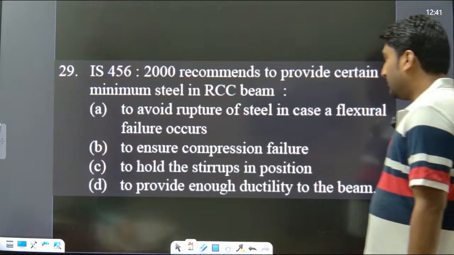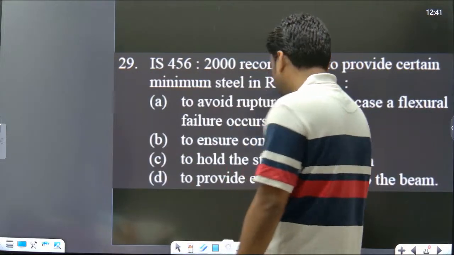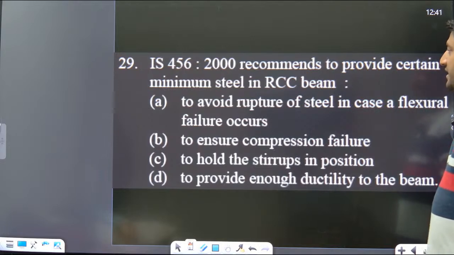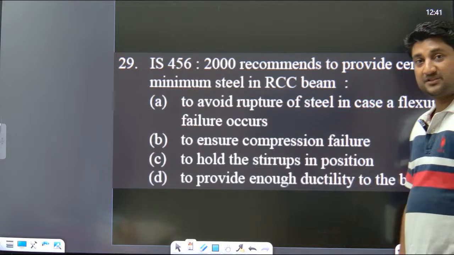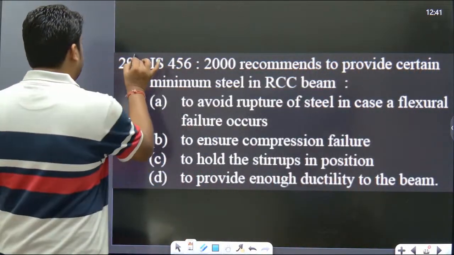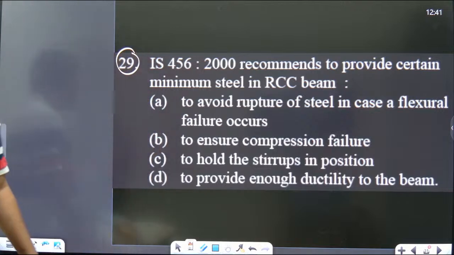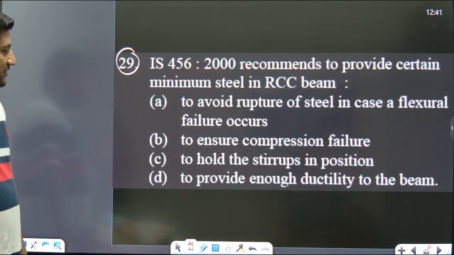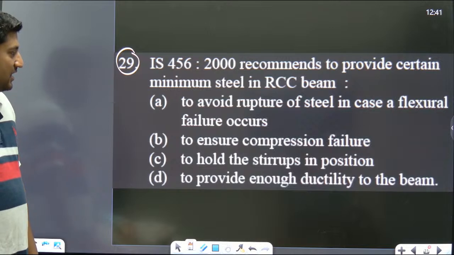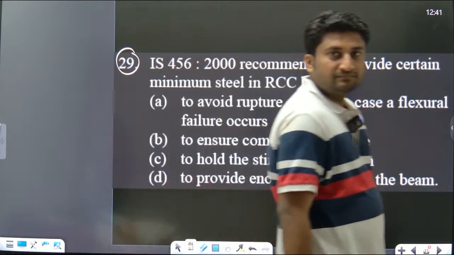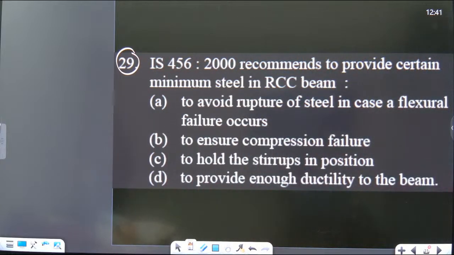Moving ahead, solve this question. IS 456-2000 recommends providing a certain minimum steel in an RCC beam. Why is there a need to provide minimum steel reinforcement? Options: to avoid rupture of steel in case of flexural failure, to ensure compression failure, to hold the stirrup in position, to provide enough ductility to the beam. Answer this question.